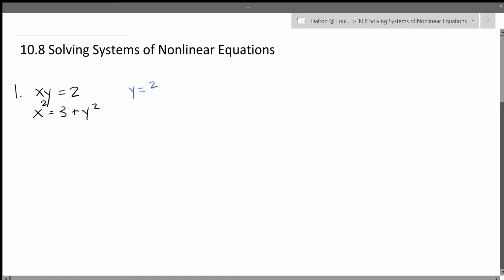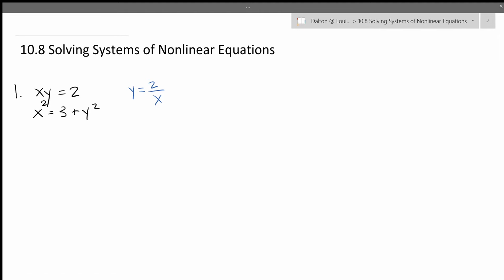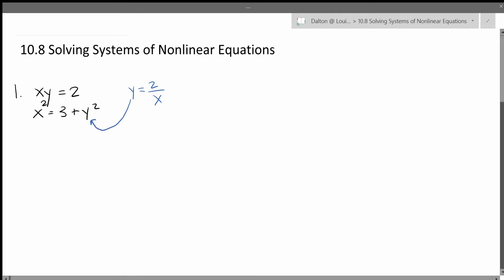y is equal to 2 over x. You could solve it for x if you wanted, it would be the same thing. x would just equal 2 over y. And then the goal is, once you isolate one of your variables, you take that and substitute it into the other equation.